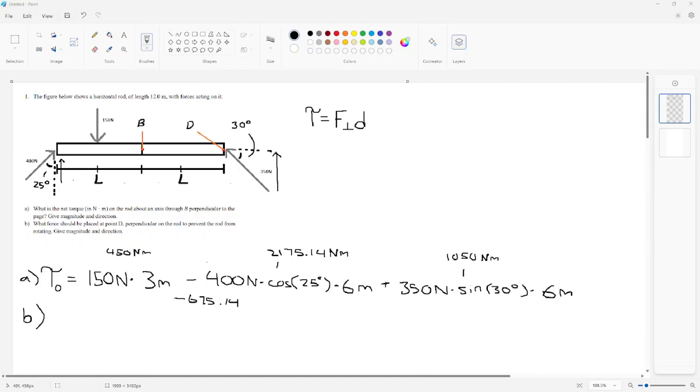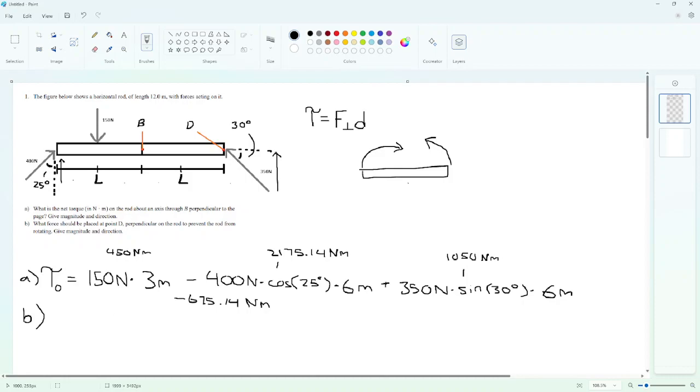All right, so after calculating, we get a net torque of negative 675.14 Newton meters. So if this is our net torque, which way is the rod going to spin? The rod is going to spin in the clockwise direction because this is the negative direction. It's going to move like that. So as you can imagine, if it's spinning like this, where would you need to apply a torque? What direction would the applied torque need to go to prevent this from moving? The answer is pretty simple. It's going to be going this way, the opposite direction.